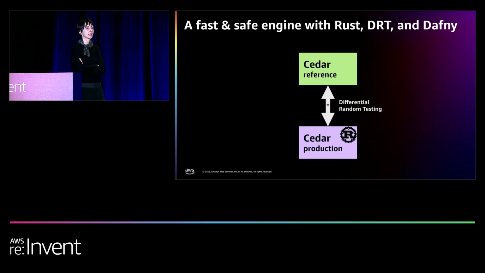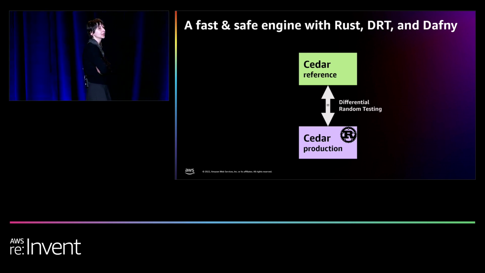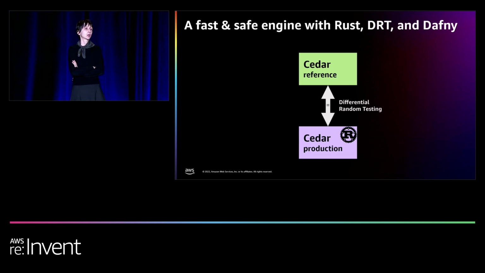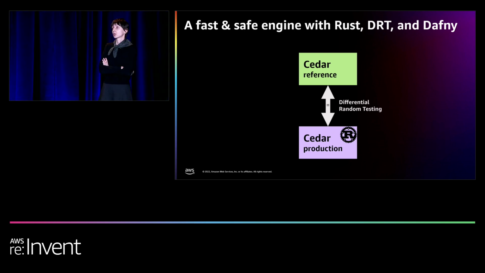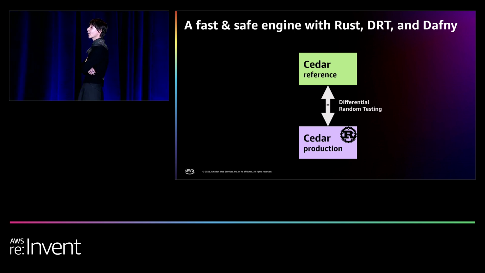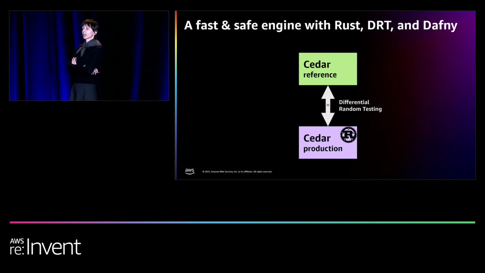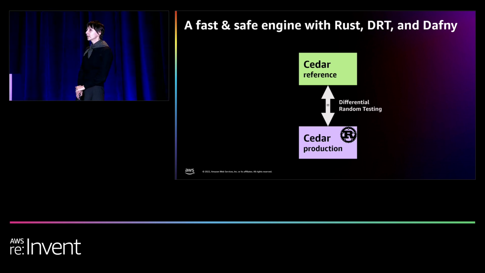random testing. This involves running both engines on millions and millions of inputs until you achieve coverage of the production engine. And you make sure that on each of those inputs, the two engines produce the same authorization result. This gives us high confidence that the production engine matches the semantics of the language as embodied in the reference engine. Now, here's the really cool part.